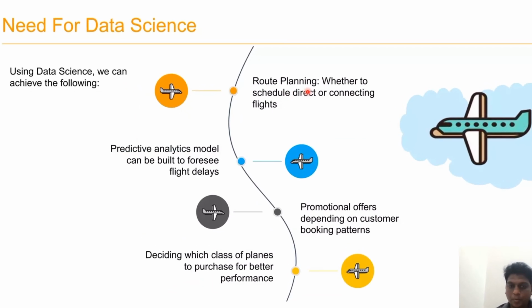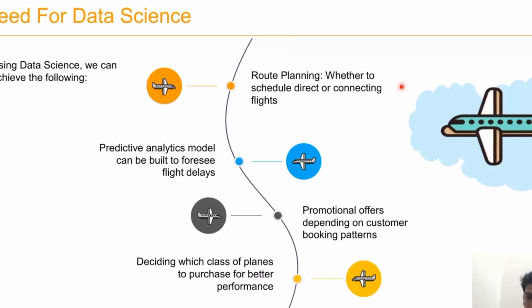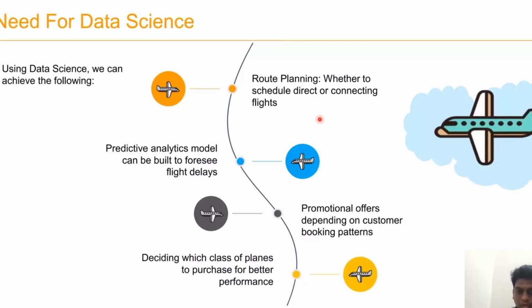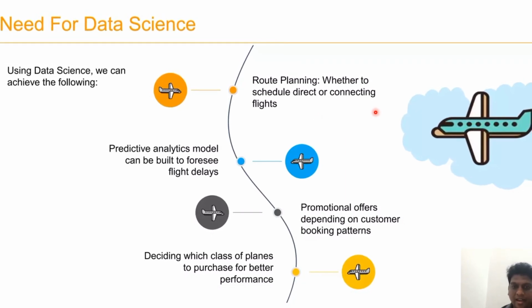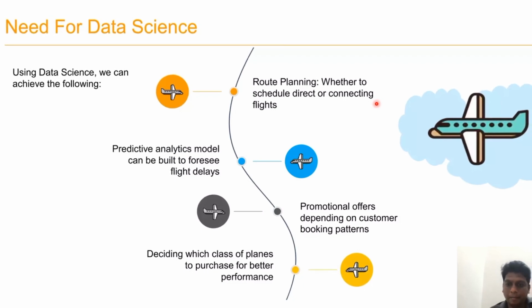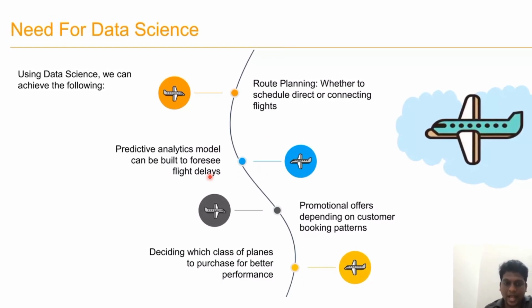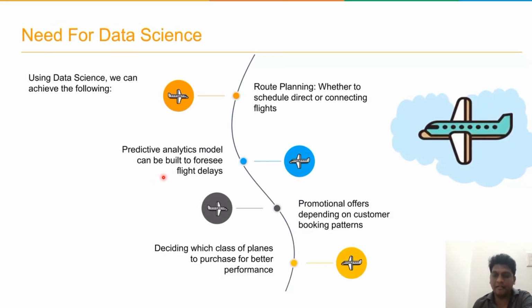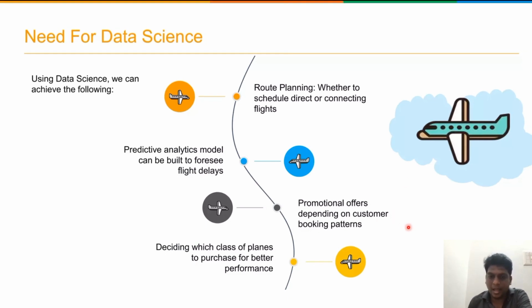Number one is route planning. Route planning helps to schedule direct or connecting flights. It helps to identify the passenger where we have to route the plan. The second one is the predictive analysis model, which helps to foresee delays in flights. The third one is that based on customer booking patterns, promotional offers will be made available. And the fourth one is that for better performance in purchasing, we decide which class of planes will be available.